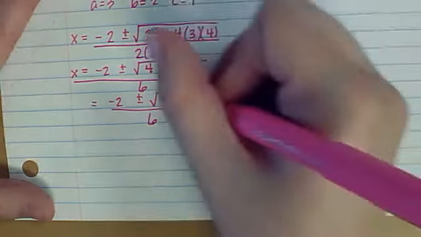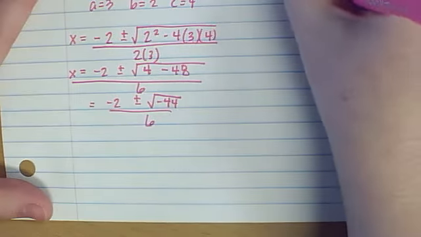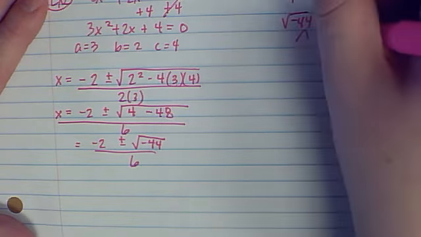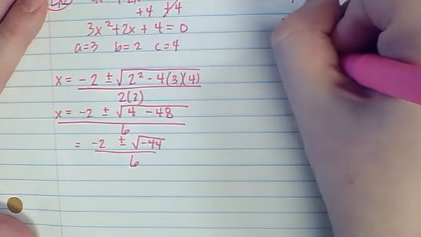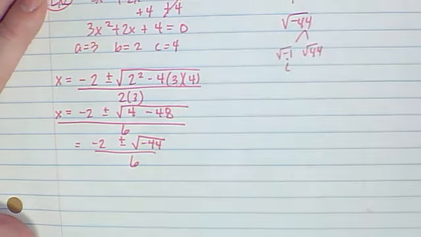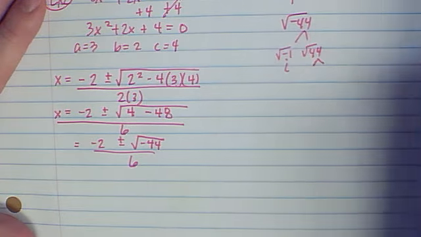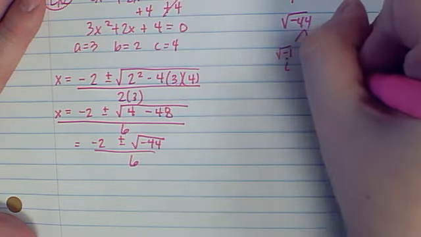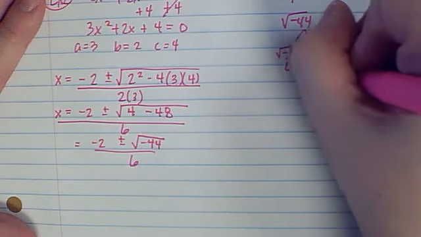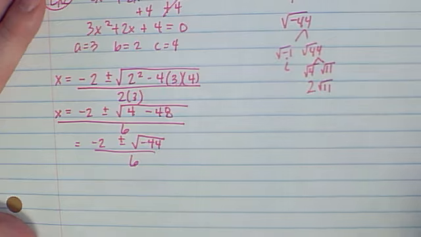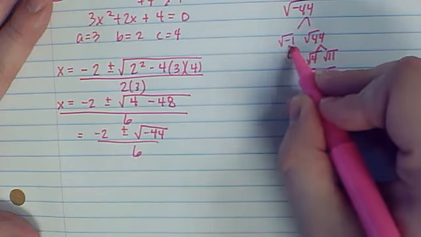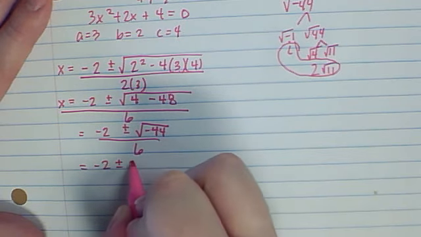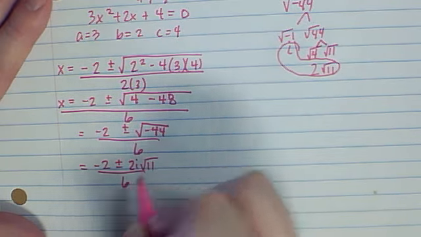Okay, so now this is where we need to take that square root of negative 44 and simplify, because it's not a perfect square. Well, this becomes the square root of negative 1 times the square root of 44, which is i. And then the square root of 44 I can simplify by using the biggest perfect square. The biggest perfect square that goes into that is 4. 4 times 11. The square root of 4 is 2, so 2 root 11. So now if I combine all of this, I end up with negative 2 plus or minus 2i root 11 over 6.